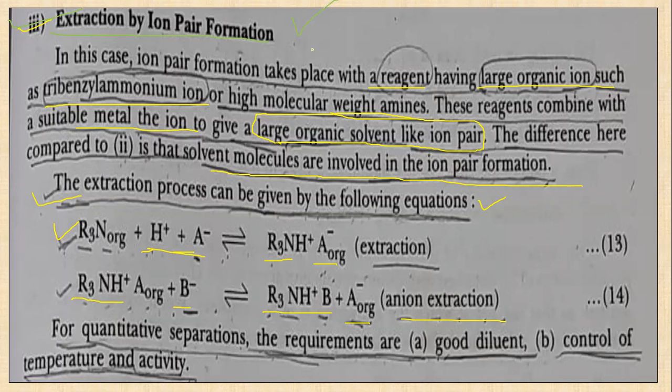In this case, ion pair formation takes place with a reagent having a large organic ion such as tribenzyl ammonium ion or high molecular weight amines. These reagents combine with a suitable metal ion to give a larger organic solvent-like ion pair. These are the large reagents, bigger in size, and they are the amines.